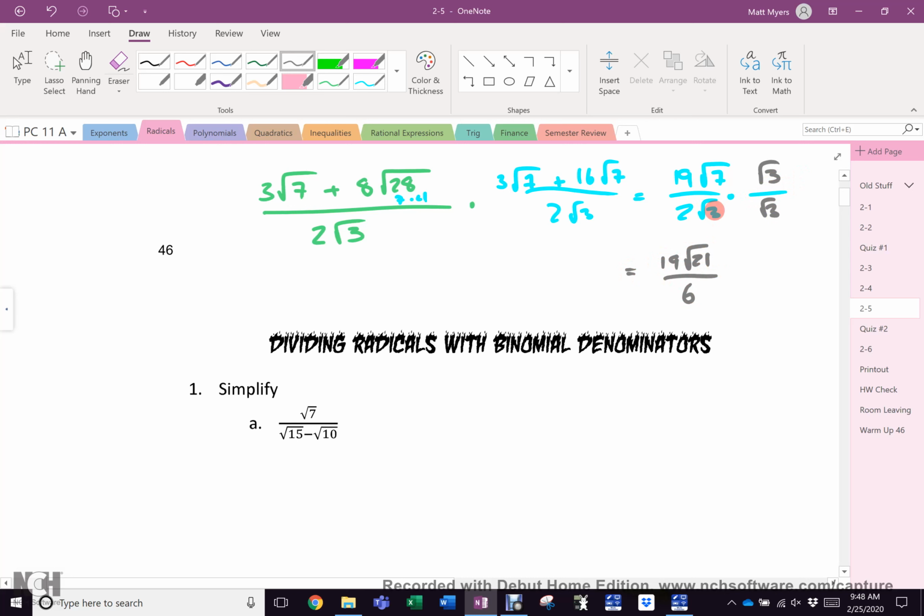6. Root 3 times root 3 is 3, times 2 is 6. Now, 19 and 6 do not simplify. 21 is 3 times 7, no pairs. It does not simplify, so it is done.